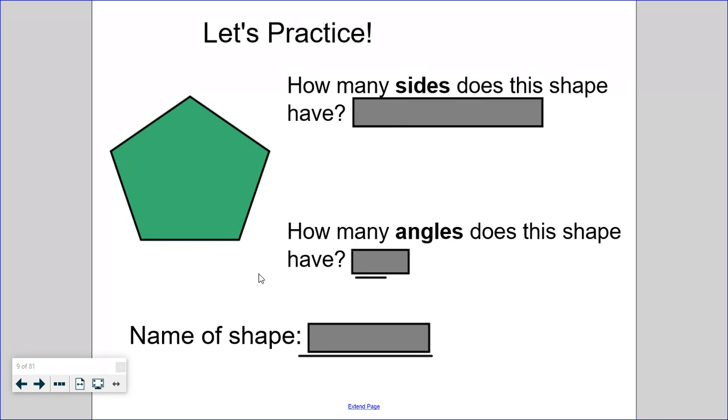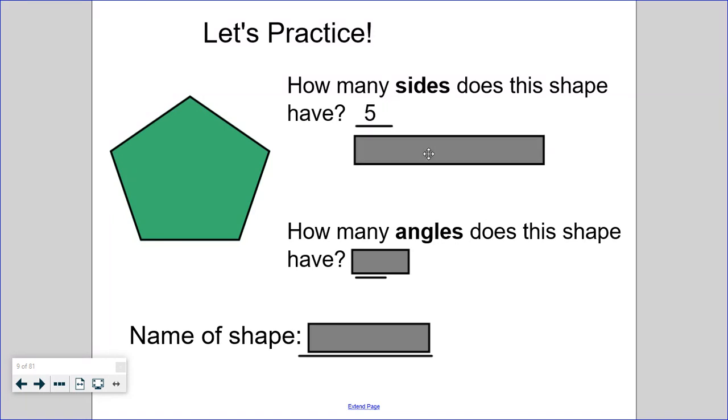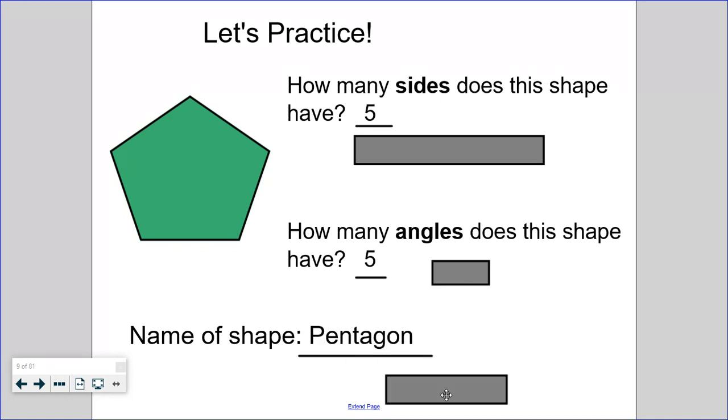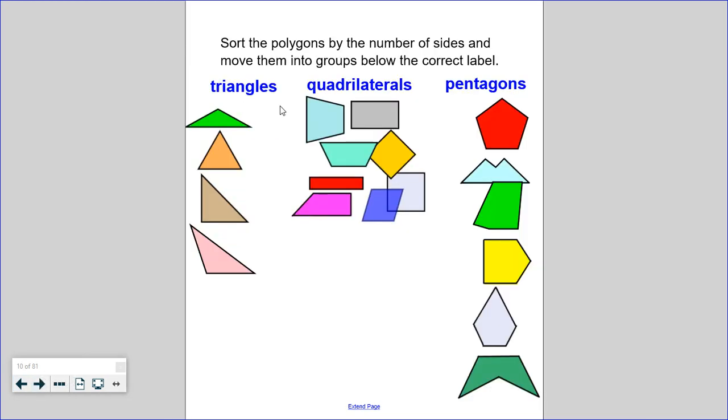Okay, so count. How many sides does this shape have? Hopefully you said 5. How many angles does this shape have? 5. And so the name of this shape would be pentagon. Very good. Now here, when I started, I had all these shapes at the bottom, and I sorted them into groups based on their attributes.